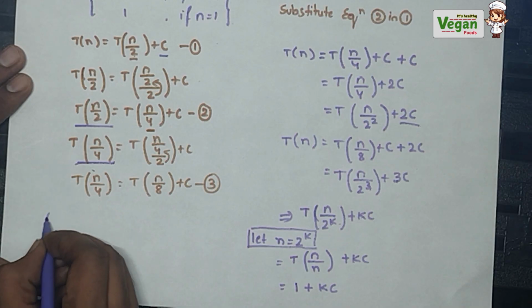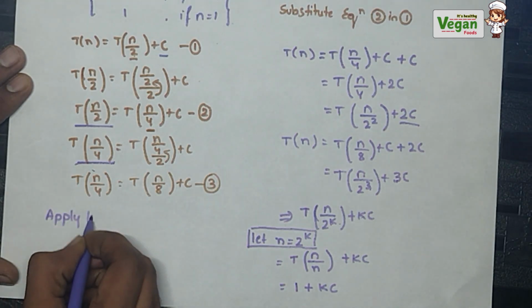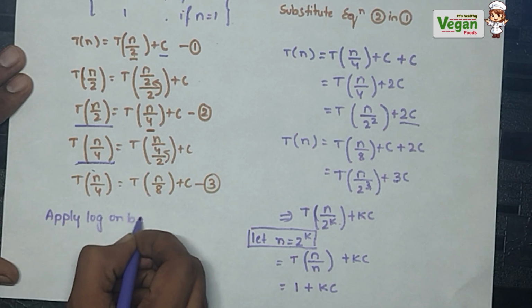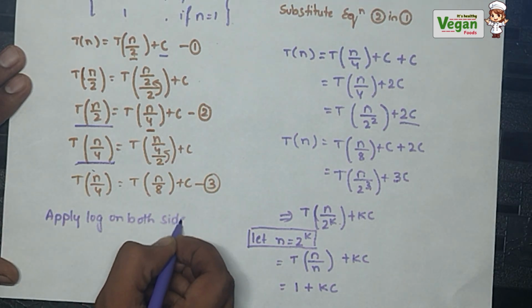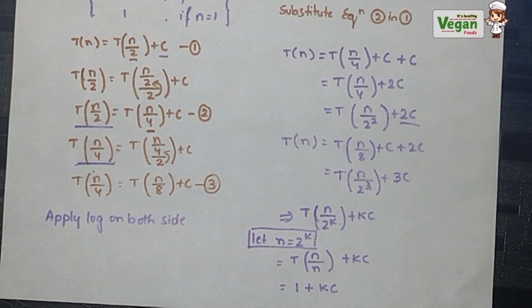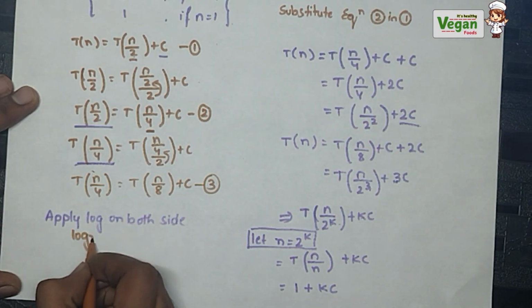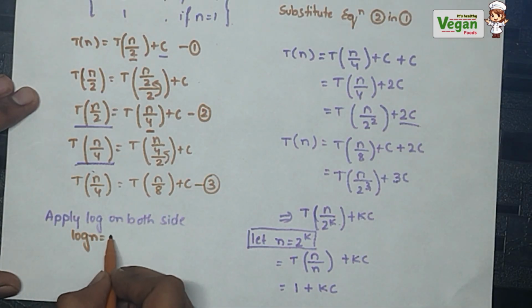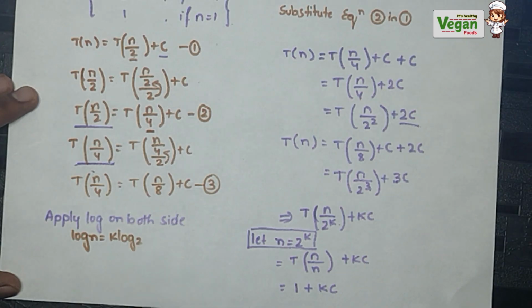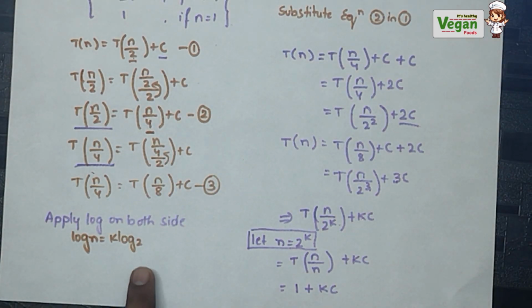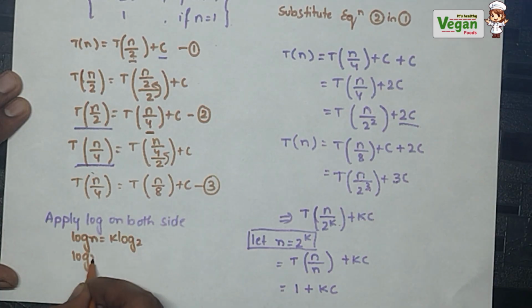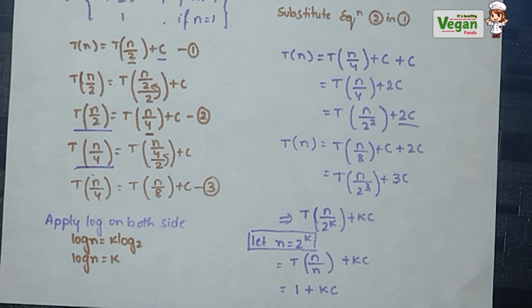What I will be doing is applying log on both sides of the assumption that I made, n is equal to 2 power k. What will it be? Log n is equal to k log to the base 2. What will be the value of log to the base 2? It will be equal to 1. So log n is equal to k, and in place of k, you can write log n.